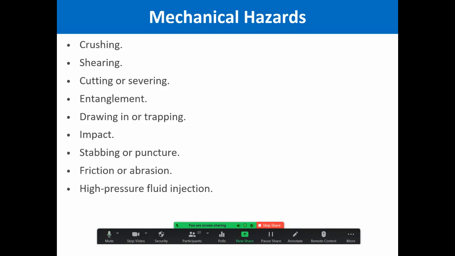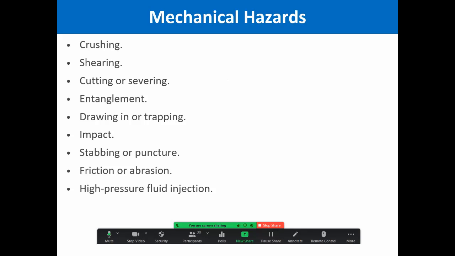So that is crushing. Then there is shearing. Shearing is breaking something. So if something gets stuck in a machine and the machine is operating, it will pull it apart. That is called shearing. Then there is cutting or severing. Any sharp part of a machine might cut or sever your fingers. Entanglement. Entanglement is when a part of a machine entangles your hair, your jewelry or clothes and pulls you in.